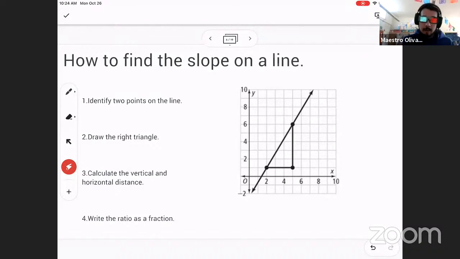When we think of slope, I want you to think of how steep a mountain is. Look at this mountain we have right here. This is kind of steep, I ain't gonna lie. I would probably slip and fall.